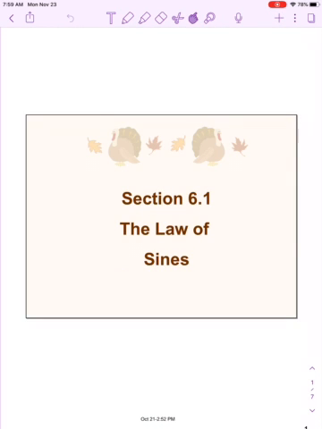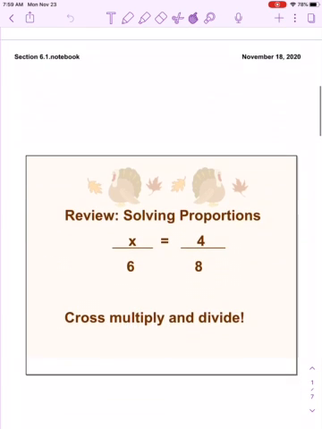Alright, we are going to do 6.1, which is the law of sines. We did the law of cosines earlier to solve for side lengths and angles, and now we're going to use the law of sines. The law of sines is actually easier. You just have to have specific information in order to use it.